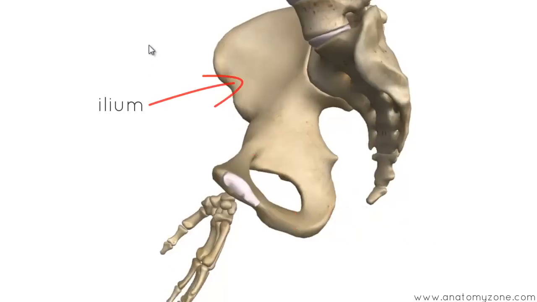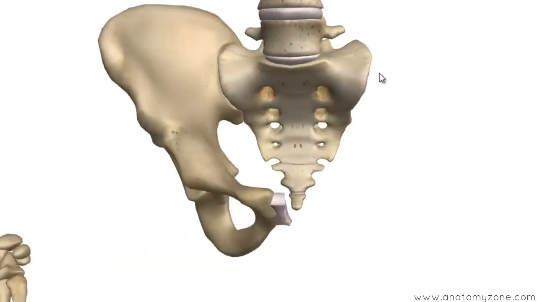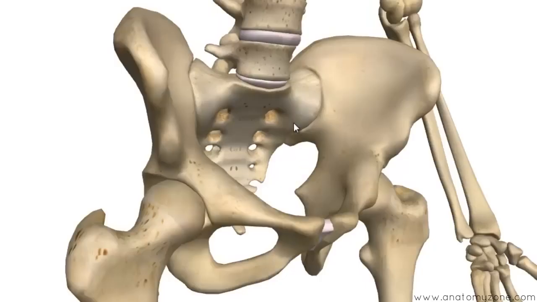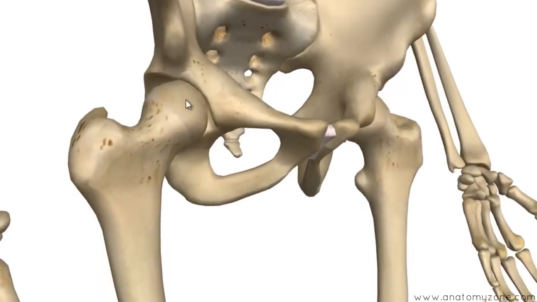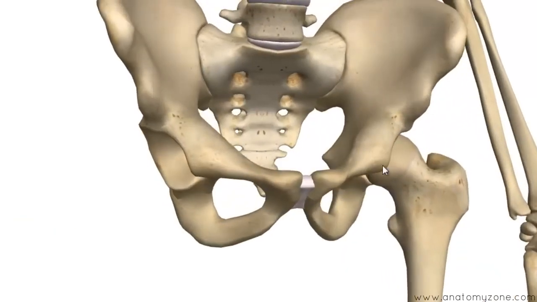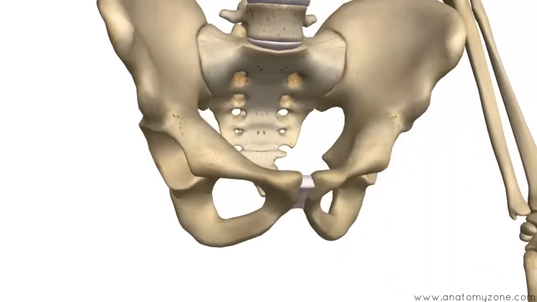I'll talk you through some of the features of the ilium, the ischium and the pubis. I'll just remove the femurs. Here you can see the head of the femur sitting in the acetabulum. So this is the acetabulum here. I'll remove this so we can see the hip bones a bit more clearly, and I'll remove these as well.